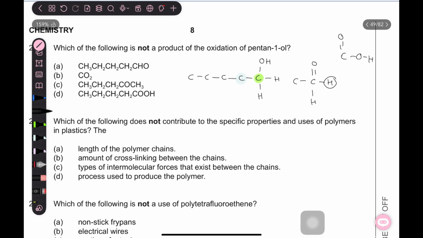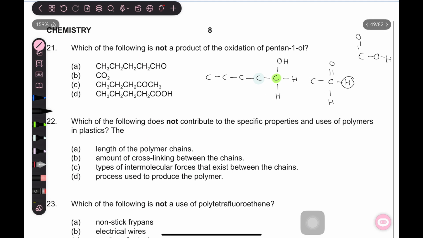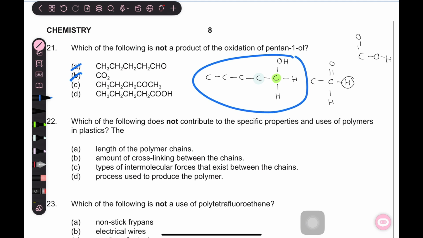So now I'm going to assess the options and look at which ones do not form part of this process. Something important to note is that during this process, carbon dioxide can also be produced. So the question is asking us which cannot be produced, so we know that carbon dioxide can be produced, so we can cross it out. Then this first option is just the aldehyde form, so that's right here. And then now we're going to go to C.